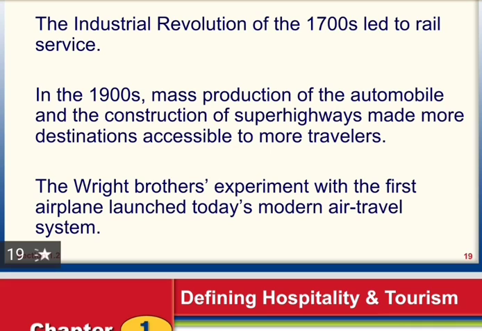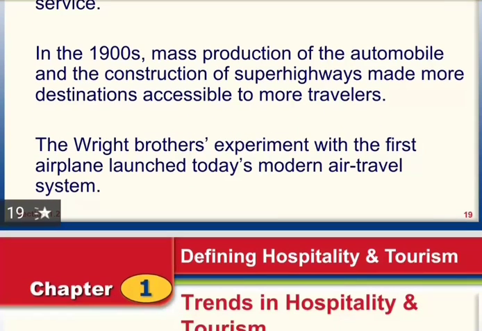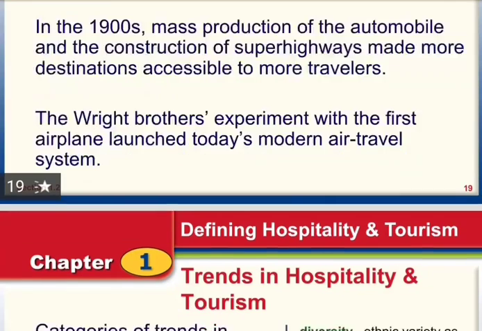The Wright brothers' experiment with the first airplane launched today's modern air travel system. So the airlines, by which we travel, were first experimented by the Wright brothers.